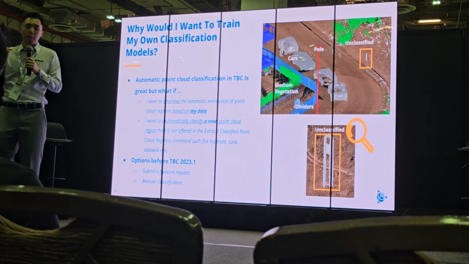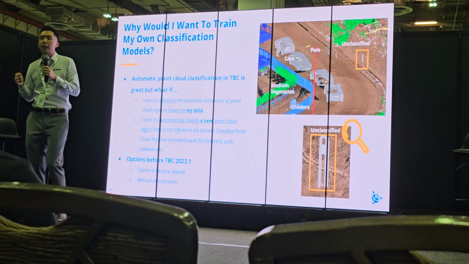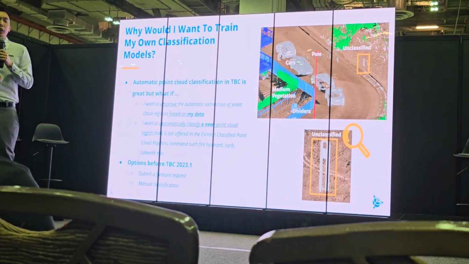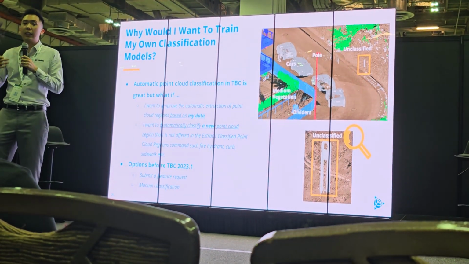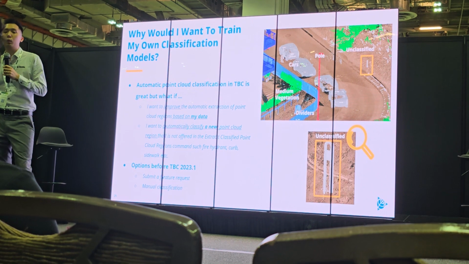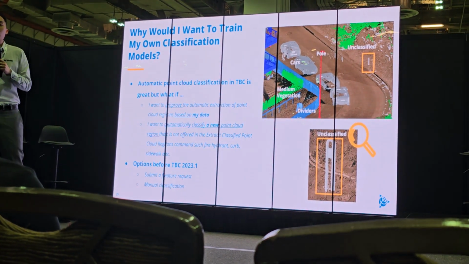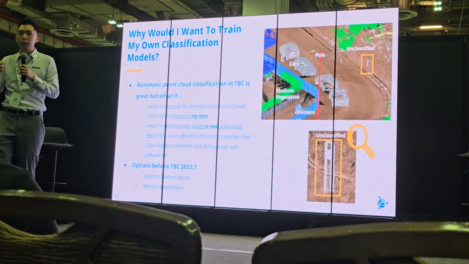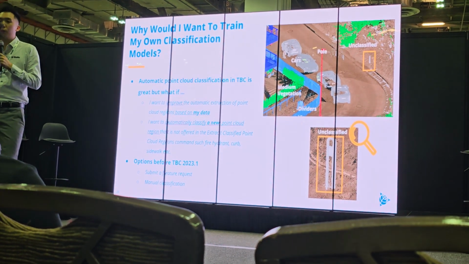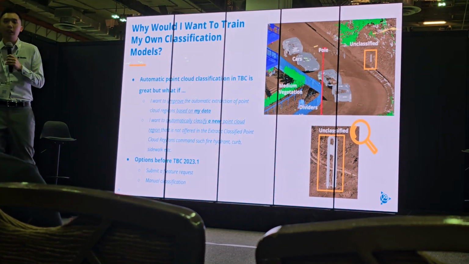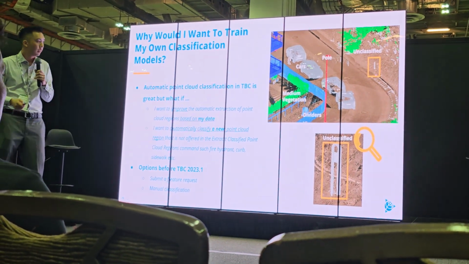So previously, if there was a feature, for example this kind of utility marker, that you wanted to classify, you would have to do everything manually, or you would have to send a request to the TBC team to develop a model that can help you do the extraction. But now, with this latest release, the power to train the models is in your hands. You just need to train the model, give it a few data sets to learn, and you'll be able to automatically classify it yourself.